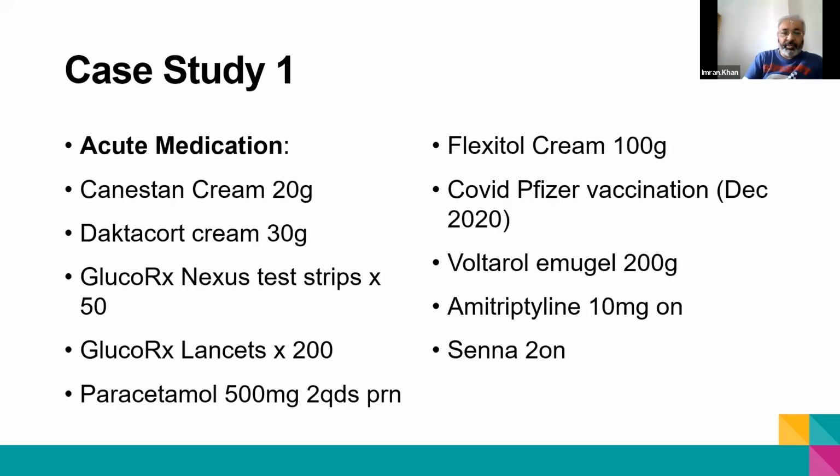On their acutes, they've got Canesten cream, which was issued a long time ago, Dactacort issued quite a while ago. They've got glucose testing strips, a box of 50, lancets, paracetamol, which they get quite frequently, Flexitol cream. They've had one Pfizer vaccine back in December 2020. They've got Voltarol Emulgel, amitriptyline 10 milligrams at night, and senna tablets, 2 at night.